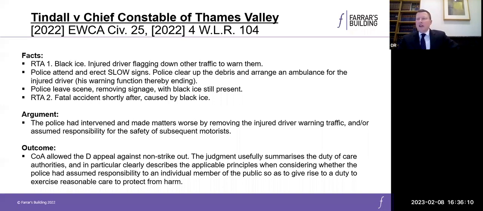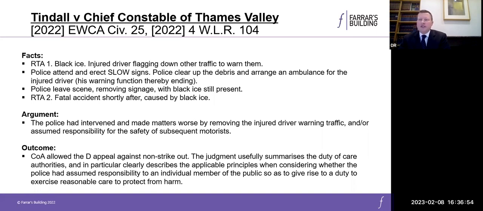When the police attended, they put out slow signs and they cleared away the accident debris, and they arranged an ambulance for the driver. They then left the scene. They removed their signs and left the black ice still present. So there was nothing left to warn the subsequent traffic of the black ice. And a second accident duly occurred, which caused a fatality. The claimant argued that the police had A, intervened and made matters worse by removing the first injured driver, and/or B, that by the steps that the police took, they'd assumed a responsibility for the safety of subsequent motorists.